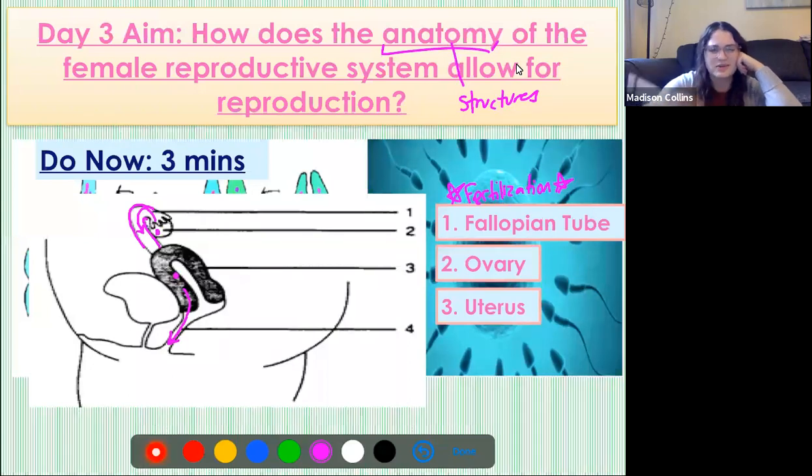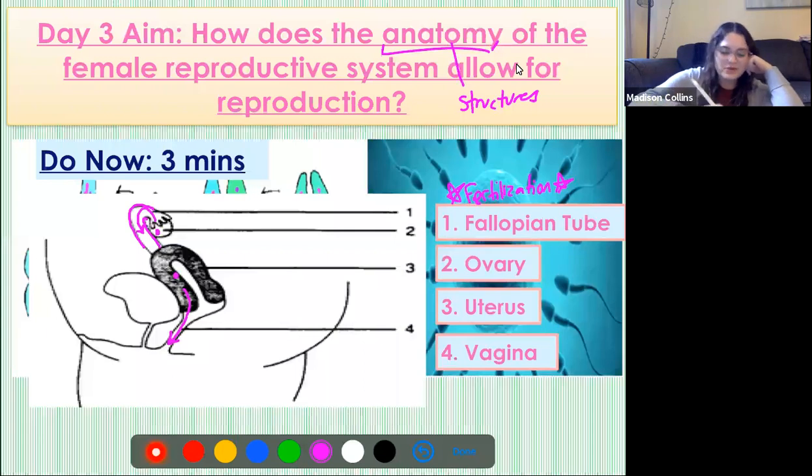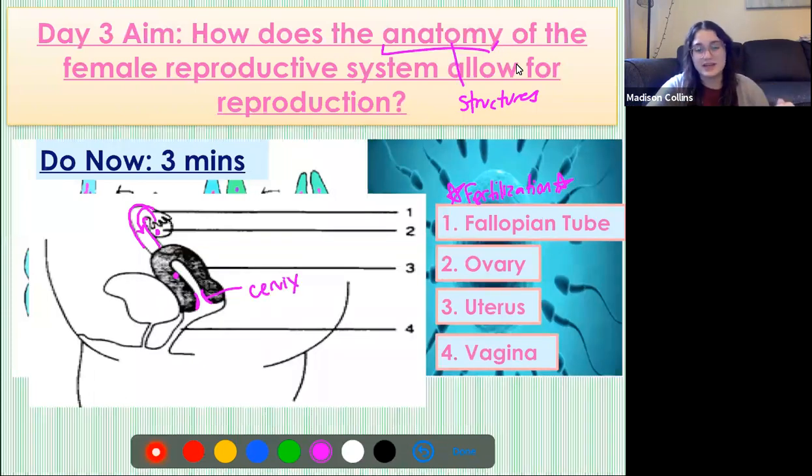Now, where exactly is the cervix? So the cervix is going to be this kind of in-between barrier, in between the uterus and the vagina. So I'm going to erase that arrow. And then this right here is known as your cervix. So again, it is kind of that barrier between the uterus and the vagina. It's that in-between like doorway.